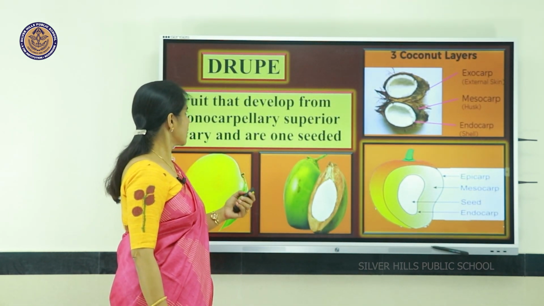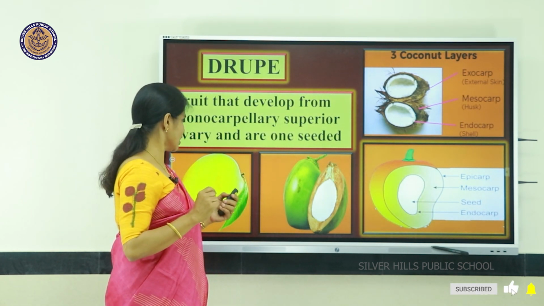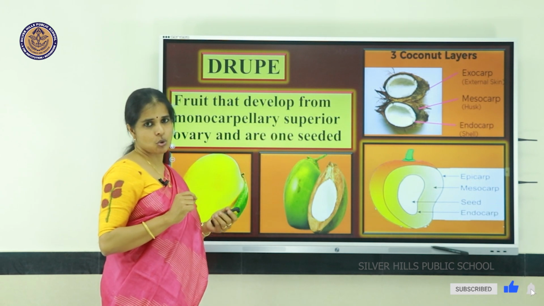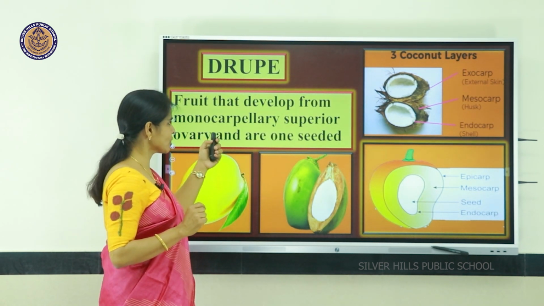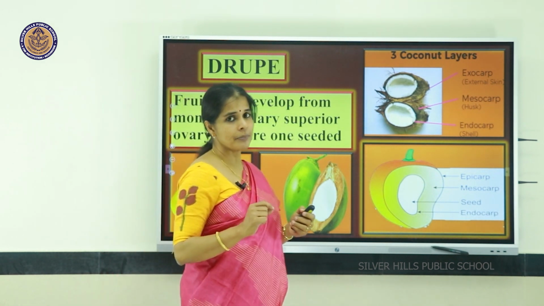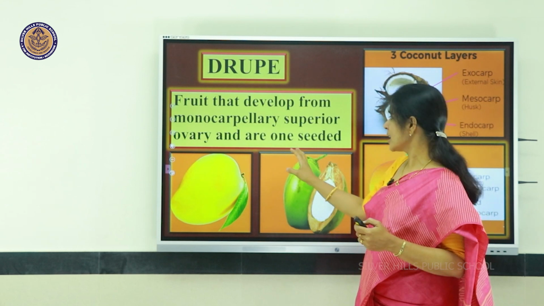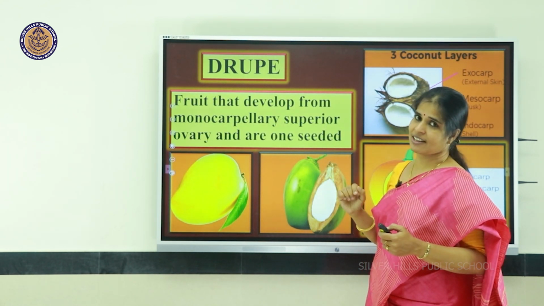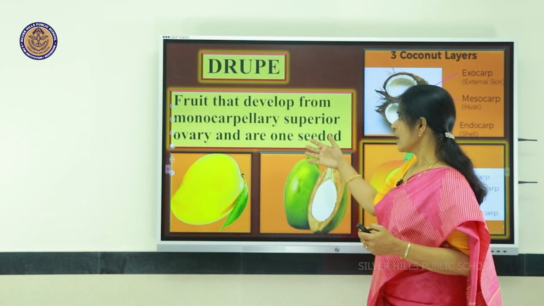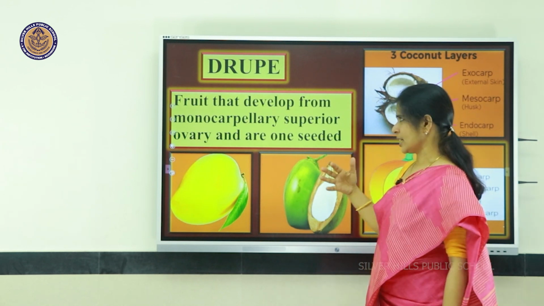For that, let us discuss at least two fruits here. One is mango and one is coconut. Why have I chosen these two fruits for studying? Because in both cases the fruits develop from a monocarpellary ovary. There is no multicarpellary structure. A monocarpellary superior ovary is present, and the fruit develops from it.